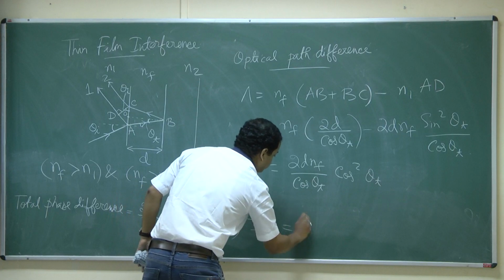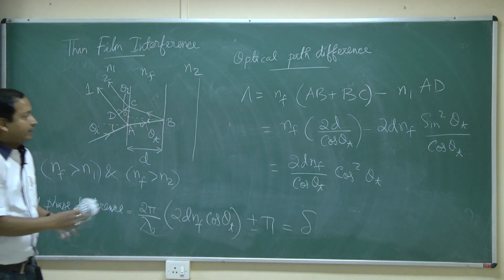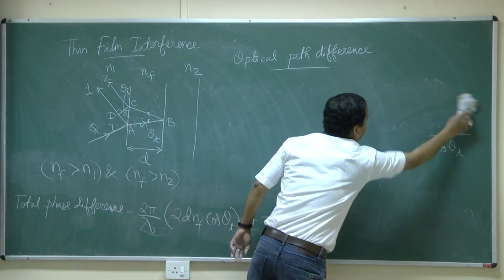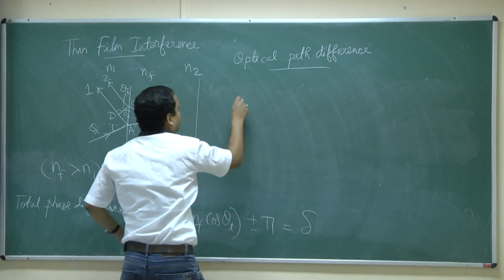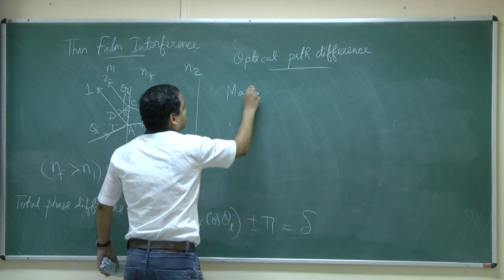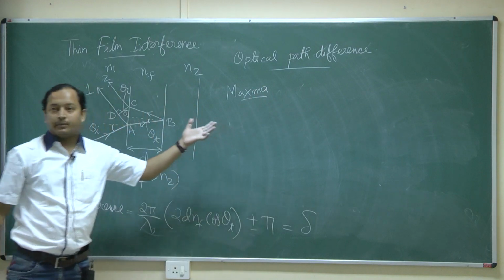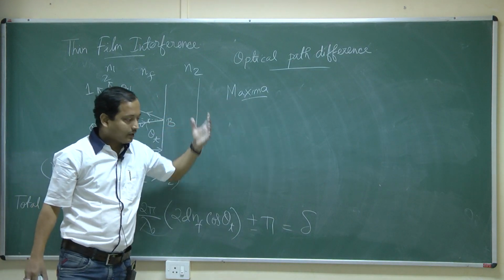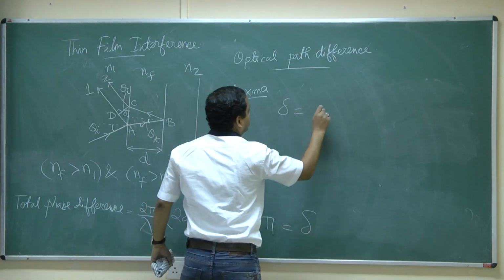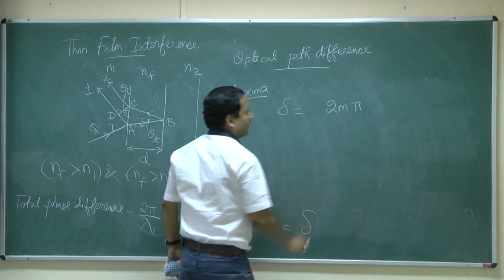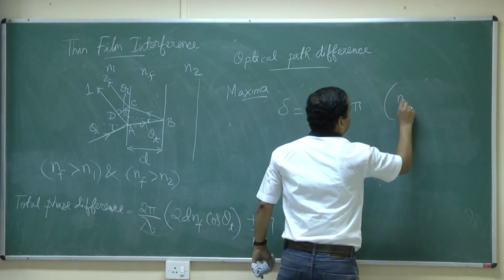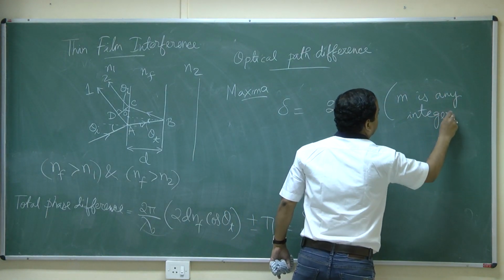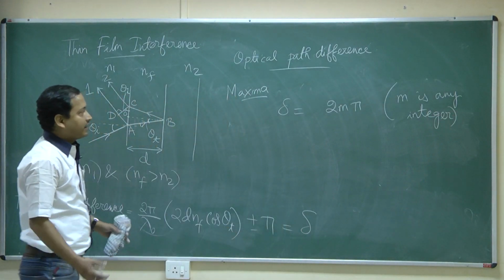Suppose you call this whole thing delta. What would be important is to understand the condition for maximum interference. When these two beams interfere constructively, that would be the condition for maxima. So delta has to be 2m pi, where m is any integer. That is the condition when you will have maxima.